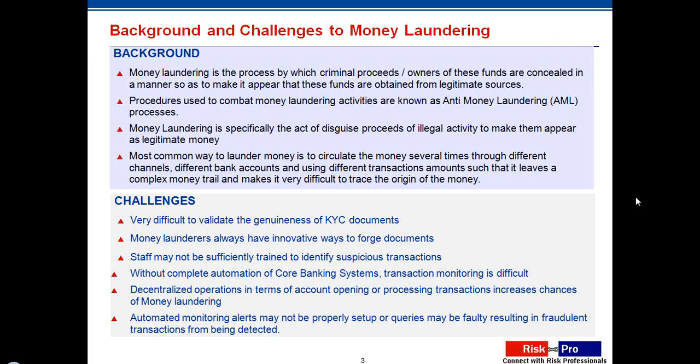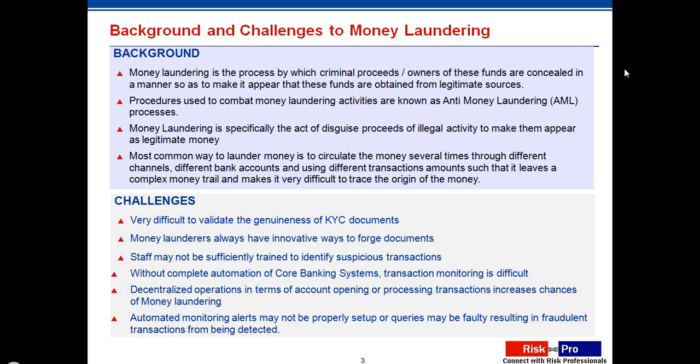With some of this background, it's really good to address money laundering, but we do have lots of challenges in this process. One of the biggest challenges is that it's very difficult to validate the genuineness of KYC documents. KYC is a process by which banks ensure the authenticity and genuineness of a customer. As money launderers get smarter, it gets even more difficult to validate who is a genuine customer or who is a fraudulent customer. Money launderers always have innovative ways to forge documents, and this is one of the biggest challenges that banks and financial institutions face today.